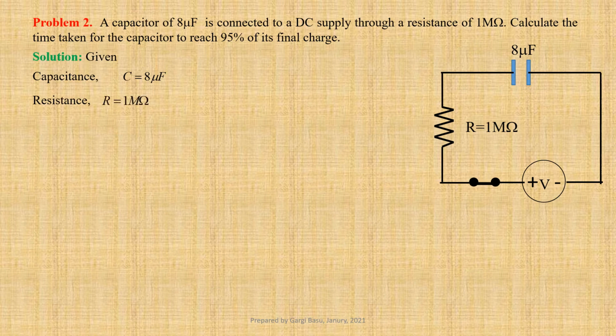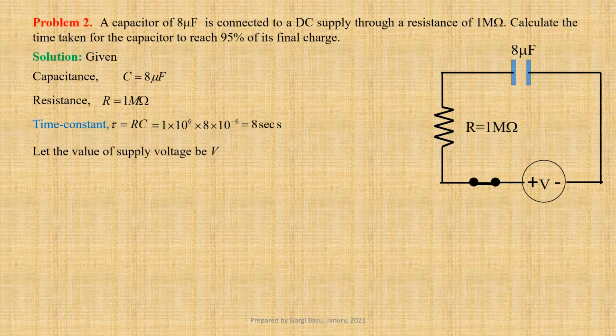Let us first calculate the time constant. Tau equals R into C, that is equal to 1 into 10 to the power 6 into 8 into 10 to the power minus 6. That gives us 8 seconds. Let the value of supply voltage be V.